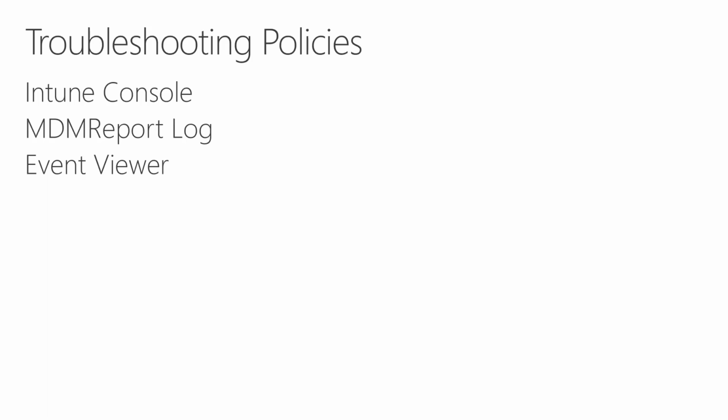There is an MDM report log you can launch on the client manually, but that report doesn't really help you a lot with troubleshooting bad policies. It more or less shows you whether or not the client sees it and can apply it. I would say Event Viewer is your best bet.